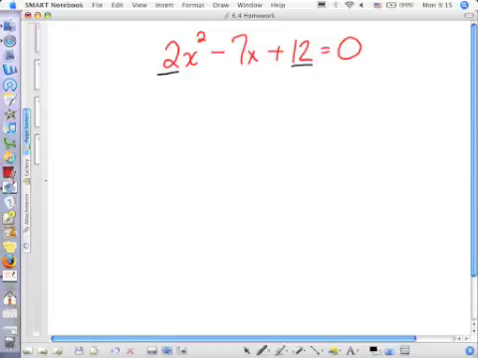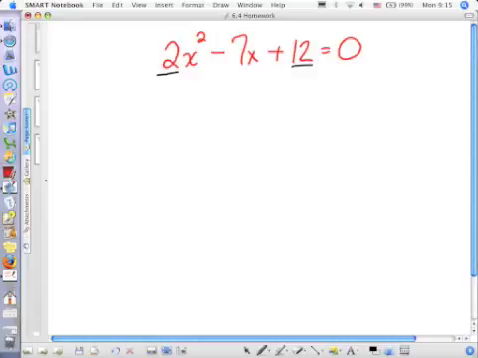Are there factors of 24 that add up to 7? No. Factors of 24: 6 and 4, that adds up to 10. 3 and 8, that adds up to 11. 12 and 2, that adds up to 14. There's none that add up to 7.